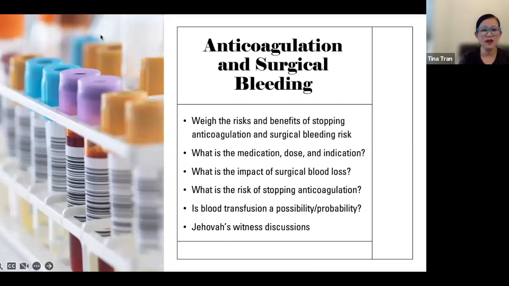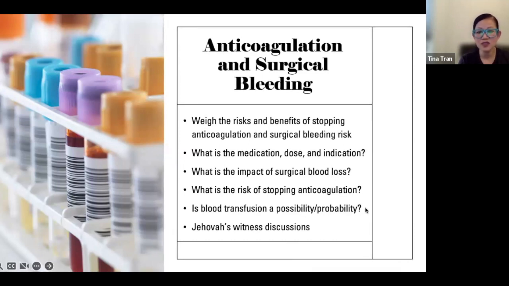And what is the risk of stopping the anticoagulation? Is blood transfusion a possibility or a probability? And have a more extensive conversation about the risk and benefits of needing this blood. And if the patient is a Jehovah's Witness, ask in detail about the wishes that are consistent with their faith should any bleeding occur. And these are very important things to discuss several days prior to the surgery, because sometimes these anticoagulants need a certain amount of time to clear the system.